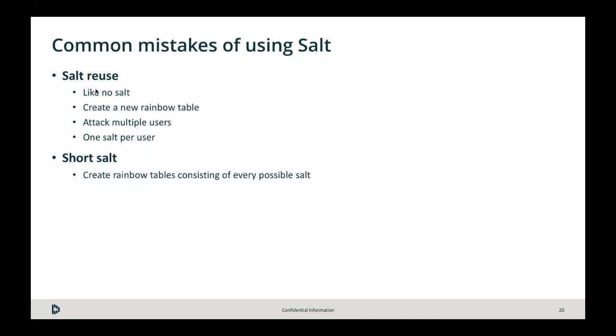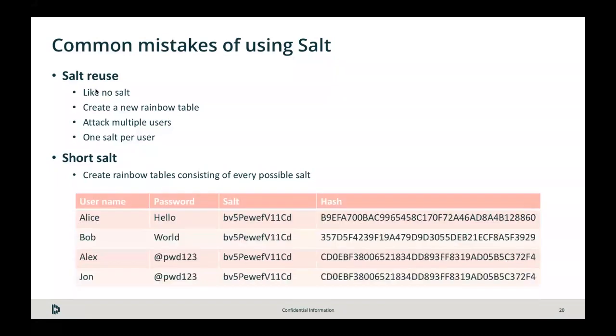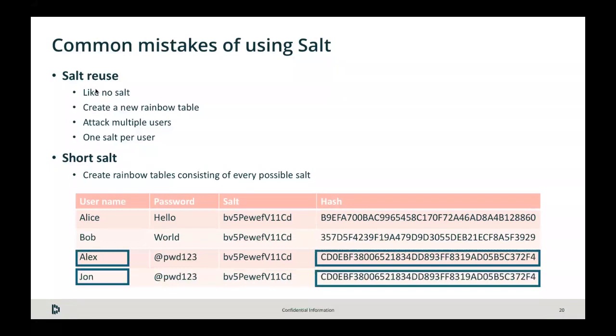And using a single fixed salt for different users also means users who input the same password will have the same hash. For example, in this table, Alex and John have the same password and they will have the same hash. This will make it easier to attack multiple users by cracking only one hash. Another mistake is using a very short salt. The attackers can just create a rainbow table that consists of every possible salt.